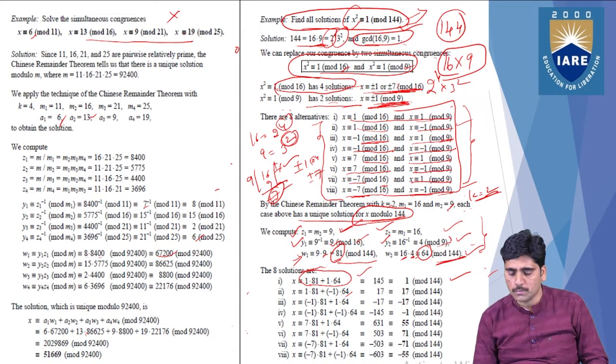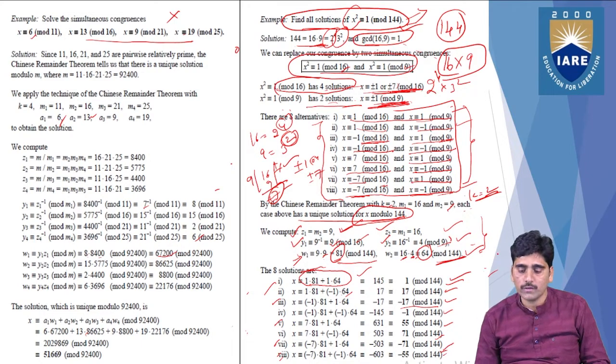Similarly, x equals 1 into 81 plus minus 1 into 64. We need to substitute these values everywhere. If you substitute all the values, you will get the final solutions. So x equals 1 into 81 plus or minus 1 into 64. Similarly, x equals minus 1 into 81 plus 1 into 64, and you will get this value. In this way you will get the values for all the solutions. So this is the way you can find the solutions.